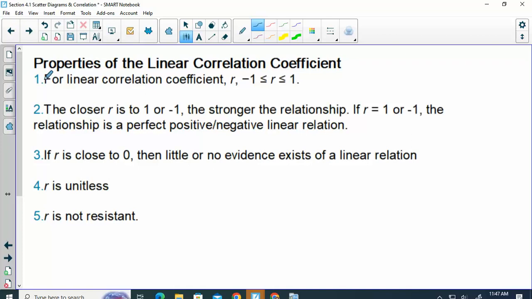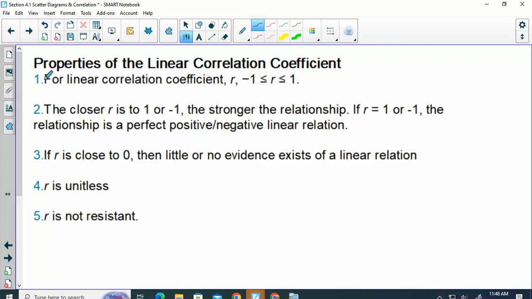The closer it is to 1 or -1, the stronger the relationship. So a +1 is a perfect increasing line. A -1 is a perfect decreasing line. If it's close to 0, then that means there's really no relationship whatsoever. There's no linear relationship. It is unitless, so we don't have to worry about any units.